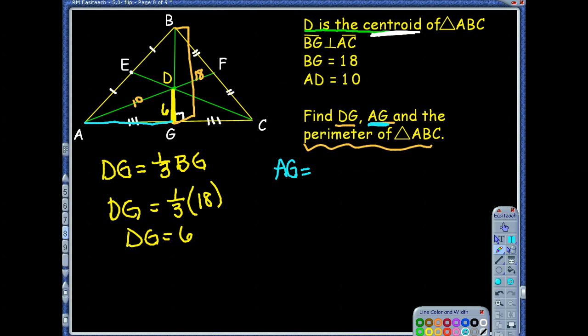It's basically half of AC. But I don't know what AC is, so I can't do that. So I've got to think about what I do know. They gave you AD as well. There's probably a reason for it.